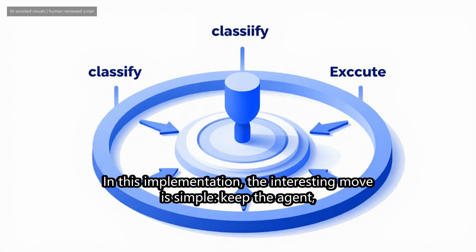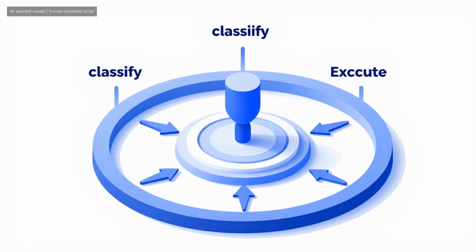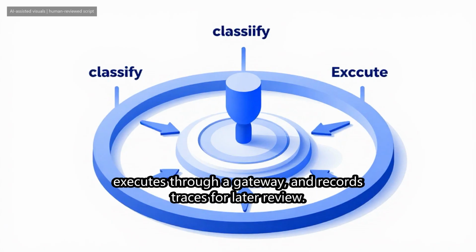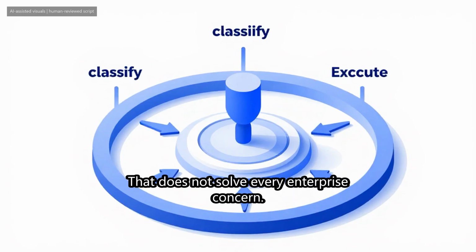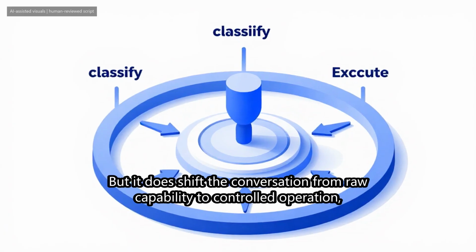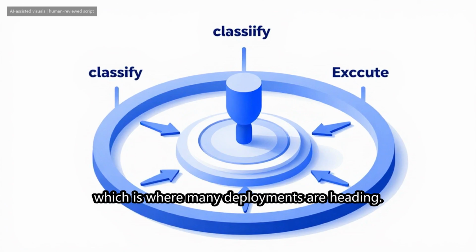In this implementation, the interesting move is simple: keep the agent, but wrap it in governance. The system classifies requests by risk, routes some to approval, executes through a gateway, and records traces for later review. That does not solve every enterprise concern, but it does shift the conversation from raw capability to controlled operation, which is where many deployments are heading.